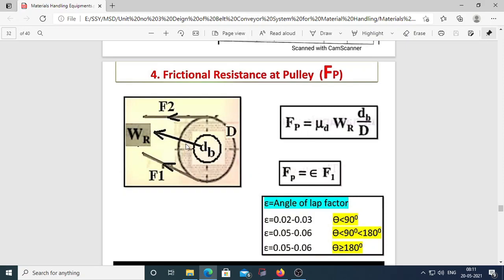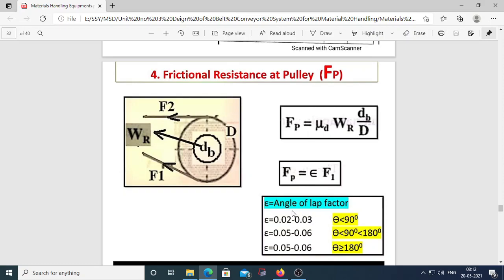This is the diameter of the pulley, and the diameter of the bearing. Then see the total frictional resistance at the pulley due to the bearing. This formula you have to remember: Fp is equal to epsilon into F1. You should remember this formula, this is a very important formula. Fp is equal to epsilon into F1.